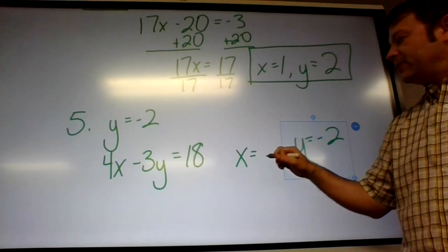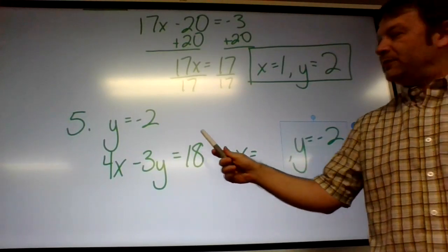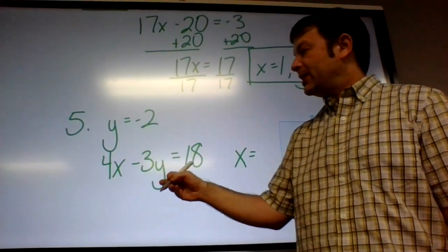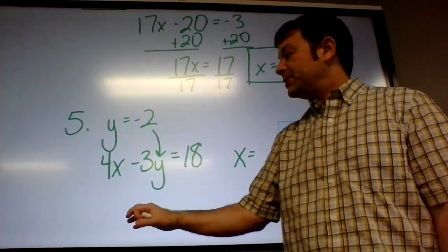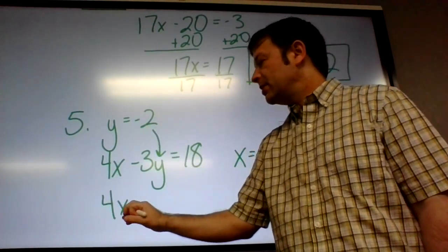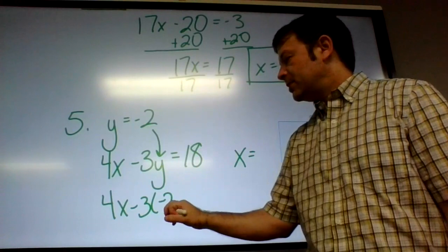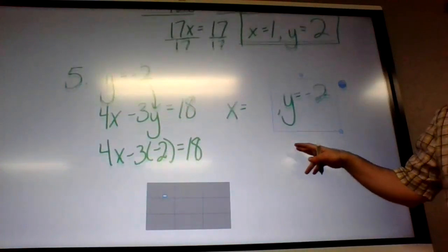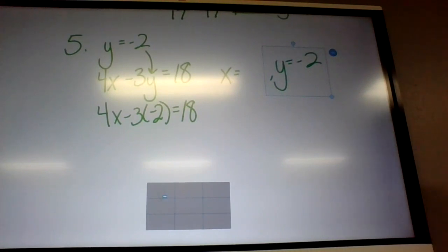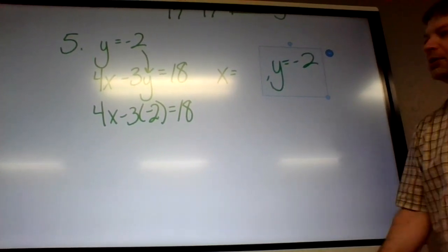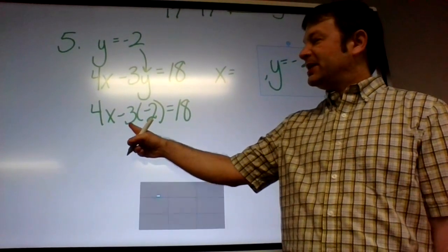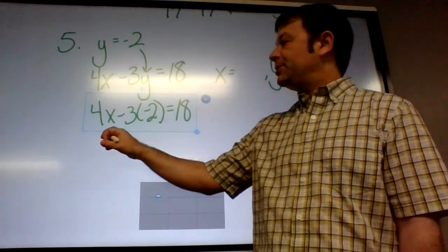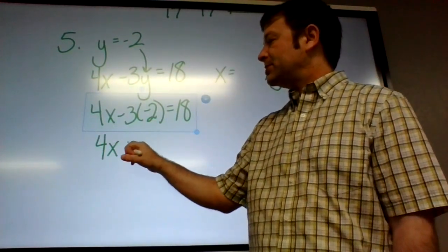So it's kind of like we've already found one of the letters, one of the variables. So we just need to plug in negative 2 for y in the other equation to help us figure out what x must be. So I would think of this as negative 3 times negative 2 is positive 6 plus 6.